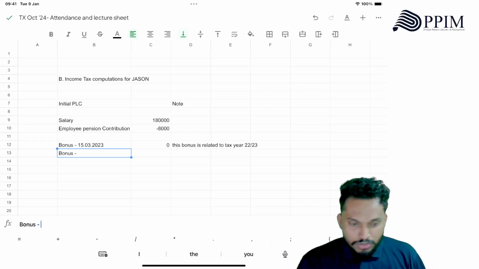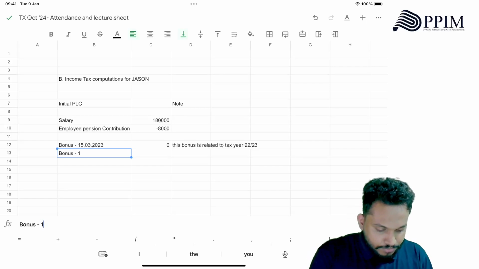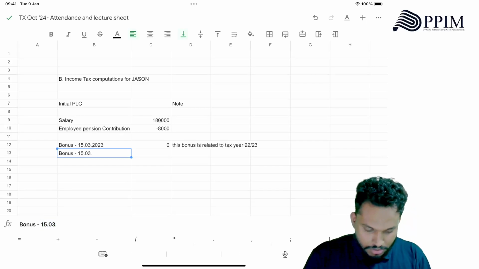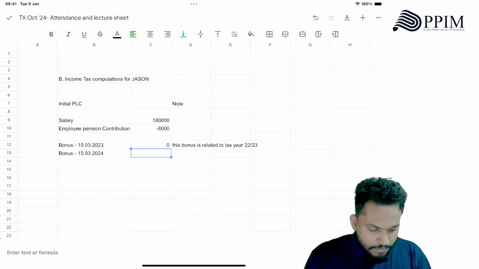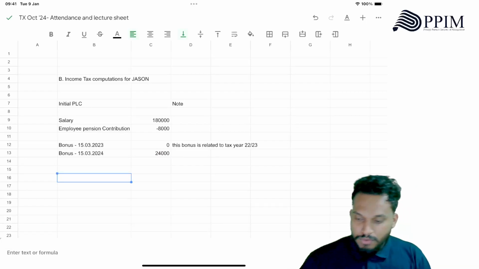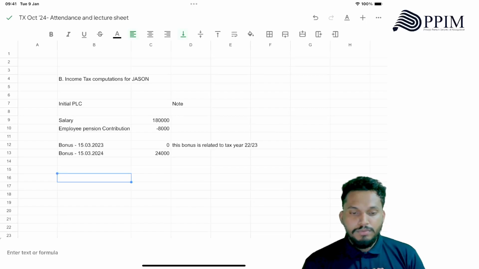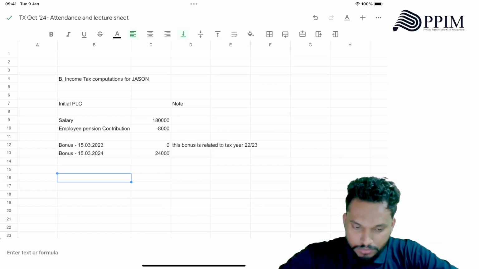Okay, fine. So next one is the bonus which is paid on 15th March 2024. How much is that? 24,000. That is 24,000. Fine. Up to this point, all clear? I'm just moving on with the question.